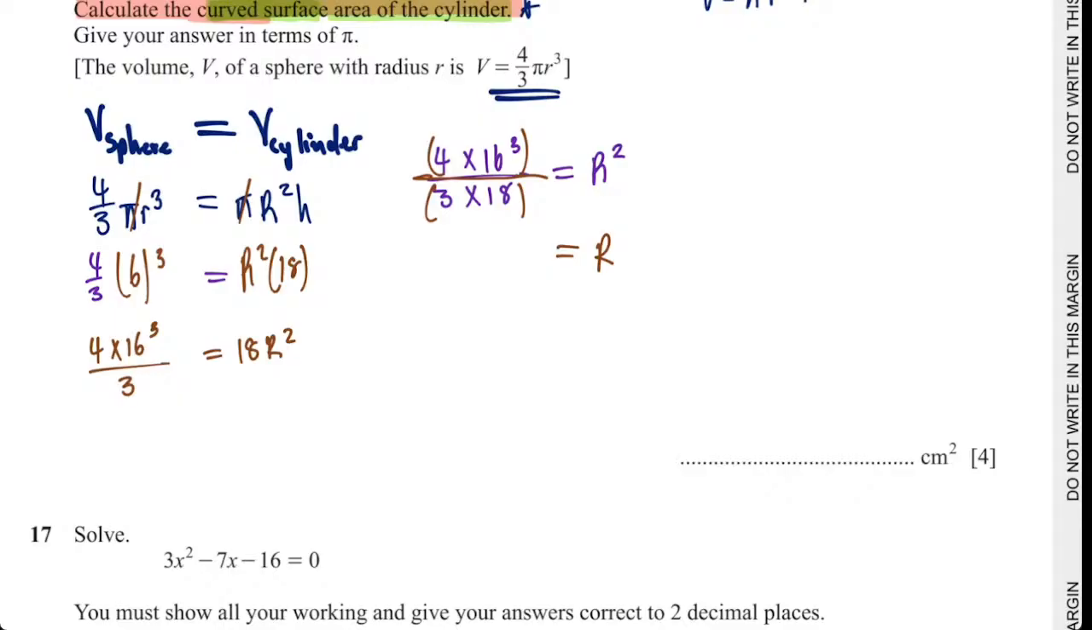Four by 16 cubed. 303.407. Okay. 303.407. Right. This is r squared. Now to get r, you say the square root of that. 303.407. The square root gives you r. What's the square root of this?